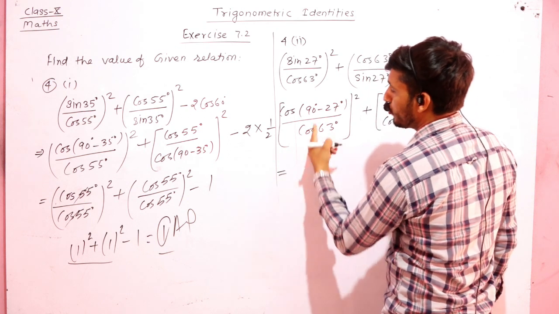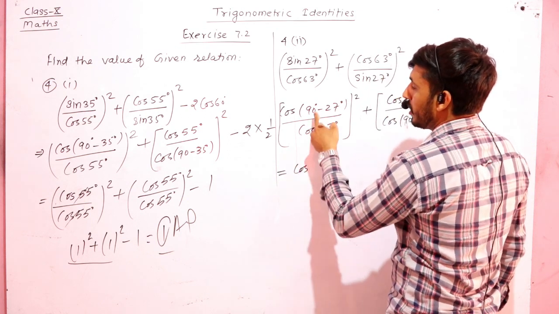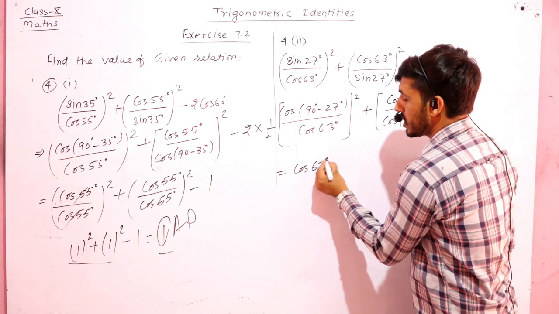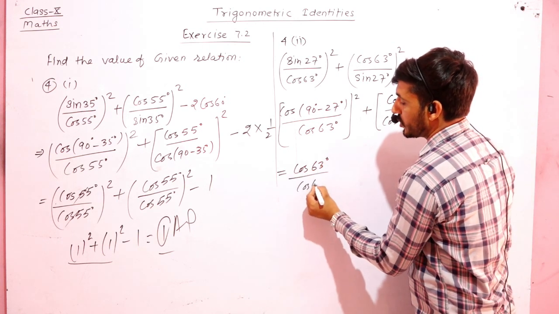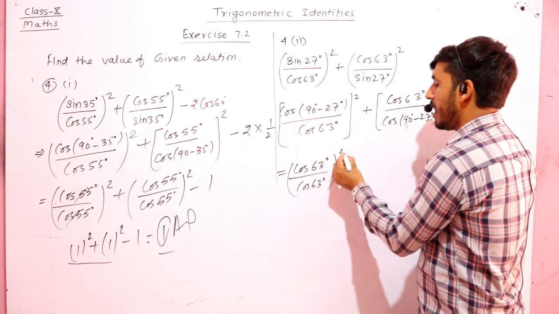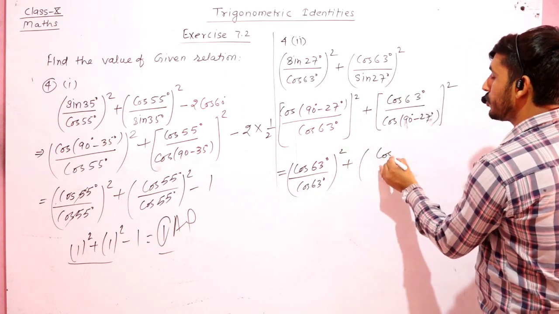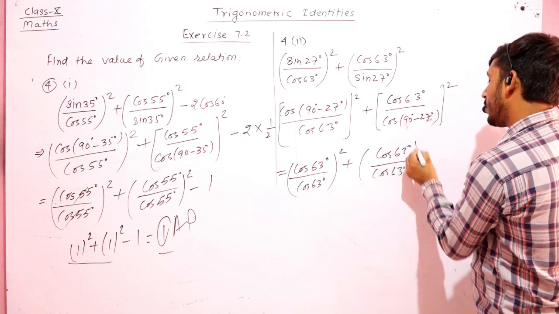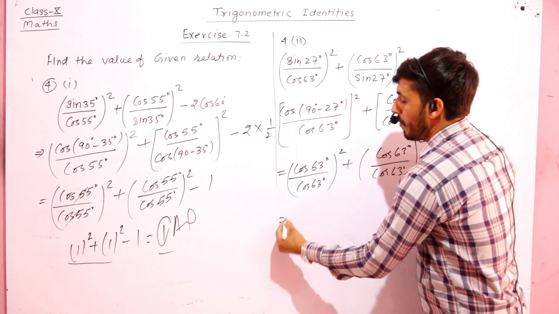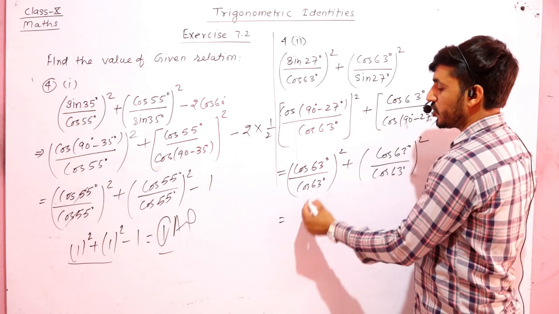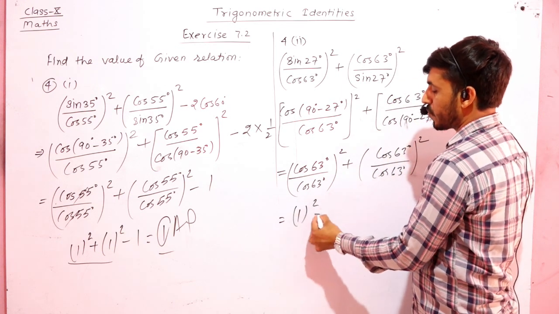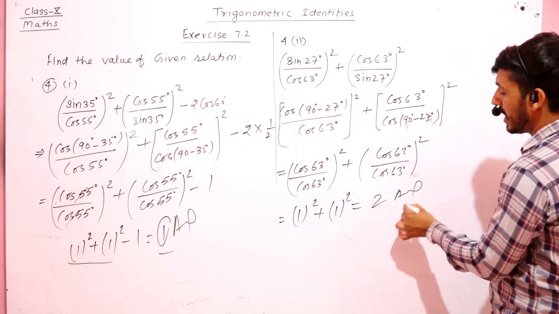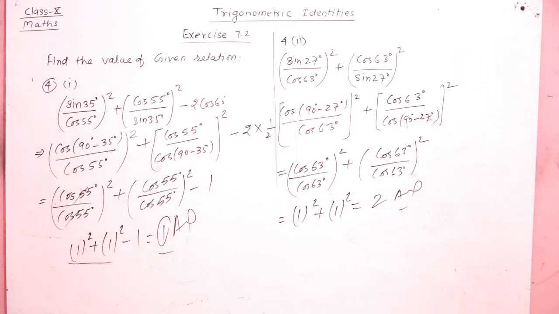So we have to solve this as cos, subtract 27 from 90, as we are obtaining 63 degree, and that is divided by cos 63 degree whole square, and plus here also cos 63 degree, and that is divided by cos 63 degree and whole square again. As you can see, both terms are cancelled by each other, so we are obtaining 1 square plus 1 square, and we can write it as 2. The desired value of this question is 2, as you should write down.